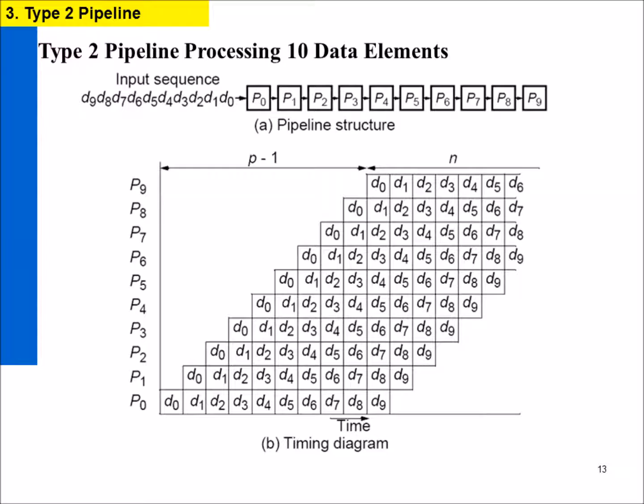There are, in this example, 10 processes forming the pipeline and 10 elements D0, D1, D2, D3, D4, D5, D6, D7, D8, and D9 to be processed. So with P processes and N data items, the overall execution time is again given by P minus 1 plus N pipeline cycles, assuming these are all equal.